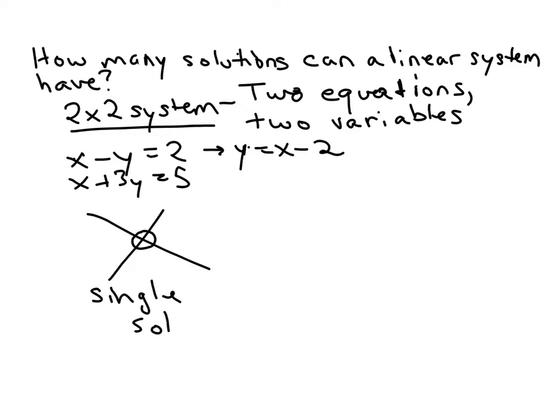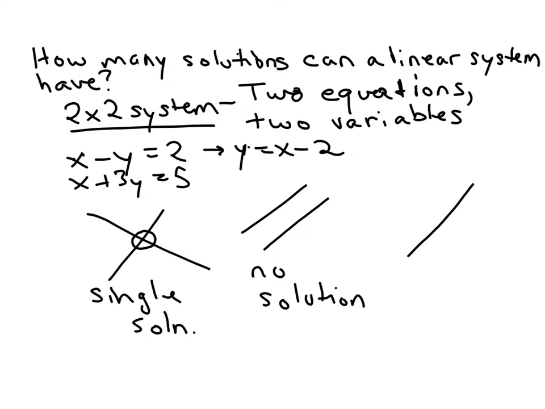And I'm going to abbreviate solution here to keep this video short. The two lines might also be parallel, in which case there is no solution. There is no point common to both of those lines. Or the two lines might lie right on top of each other, in which case there are infinitely many solutions. Every point on that line would be a solution to the system.